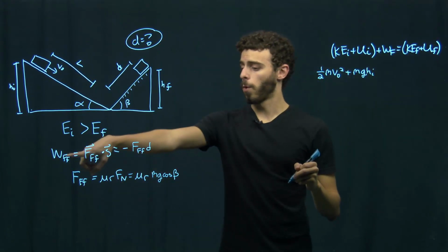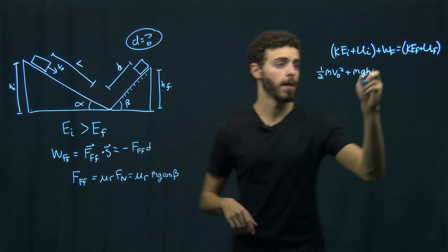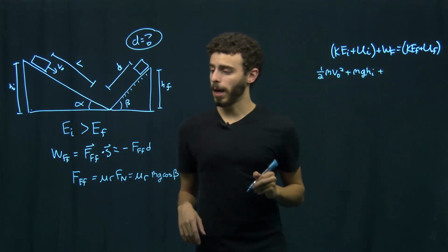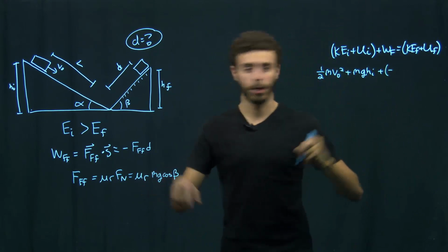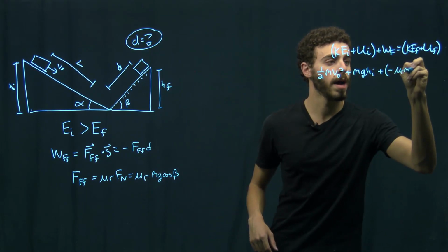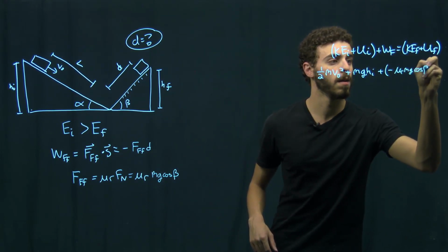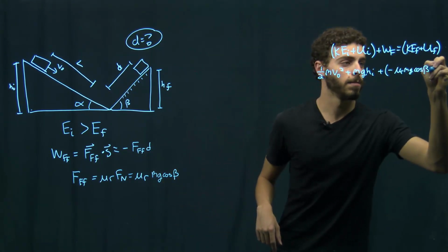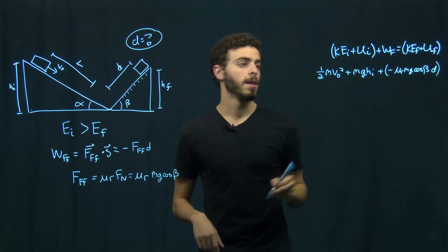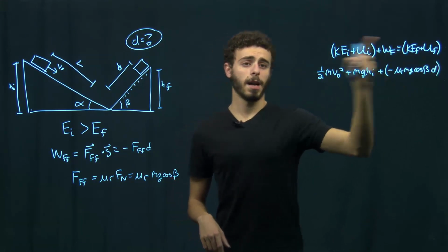And we just solve for the work down here, through if we can sort of propagate that through. So if we plug in this, we will get a negative force of friction, which is mu_r m g cosine of beta. And then that's also times the distance. Don't forget to multiply all of this by the distance.